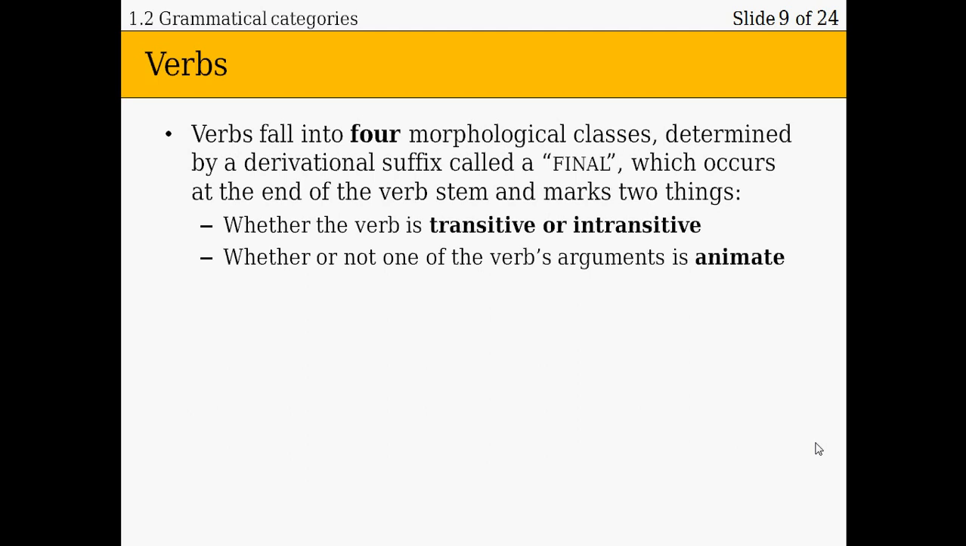Where animate refers to the idea of animacy, which is the Algonquian equivalent of grammatical gender. So in Indo-European languages, nouns are often divided into masculine or feminine. In Algonquian languages, there's no masculine-feminine distinction, but there is a distinction between animate and inanimate nouns, which roughly corresponds with nouns that denote living beings and nouns that denote non-living things.